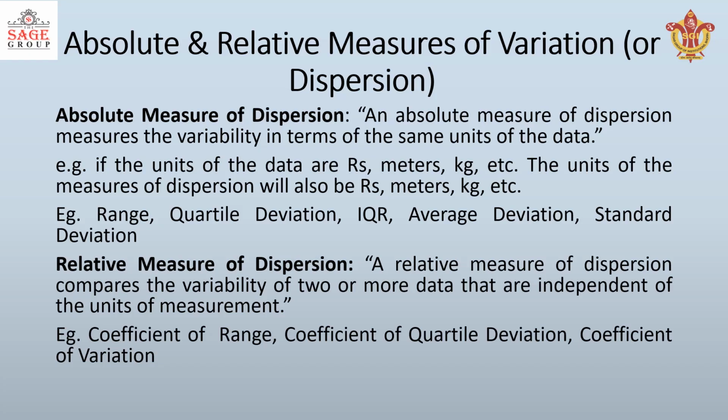Now, coming to the relative measures of dispersion. A relative measure of dispersion compares the variability of two or more data that are independent of the units of measurement. Here, the measure of variation is expressed as a percentage or as a decimal. Now, some examples of these measures are the coefficient of range, the coefficient of quartile deviation, coefficient of variation, etc.